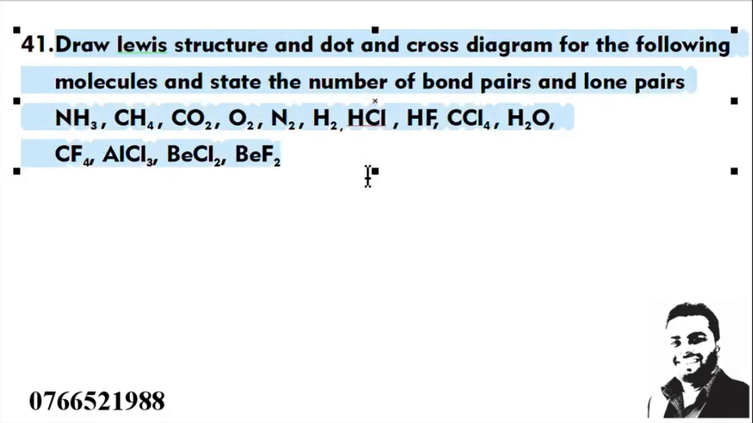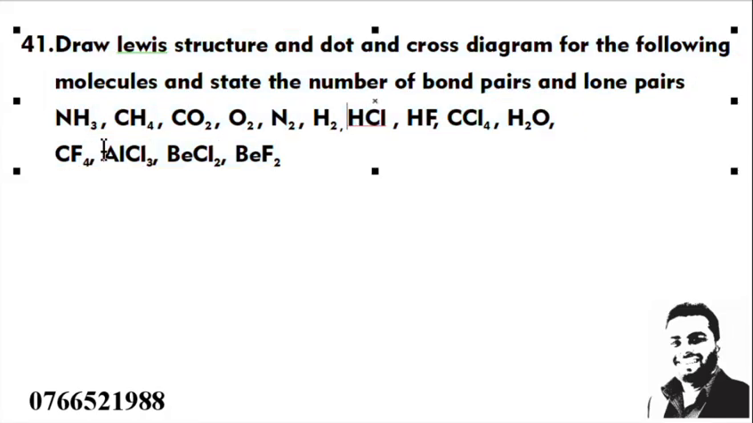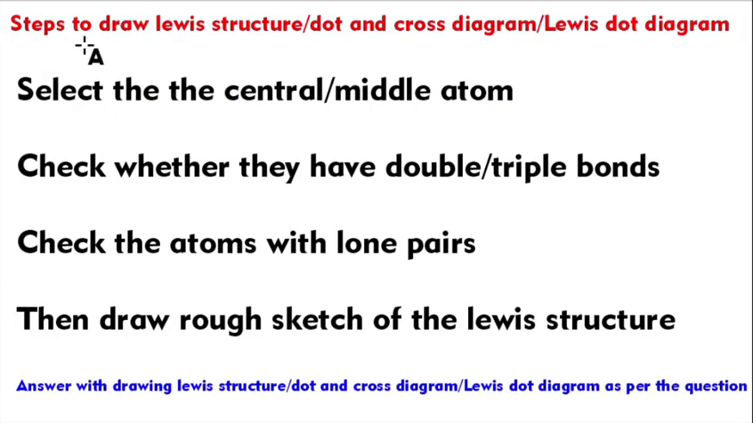Now we want to make the Lewis structure and the dot and cross diagram for these particular given molecules. අපි දැන් බලමු එකක් අරගෙන මම explain කරන්නම්, NH3 ගමු. We take NH3. There are certain steps to follow in drawing the Lewis structure or the dot and cross diagram or the Lewis dot diagram. First thing is, when a molecule is given for you to draw either a Lewis structure or the dot and cross diagram, first of all you select the central atom.